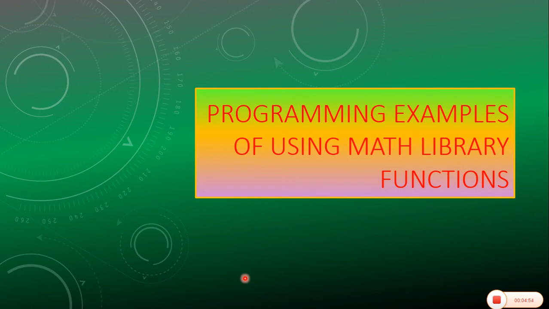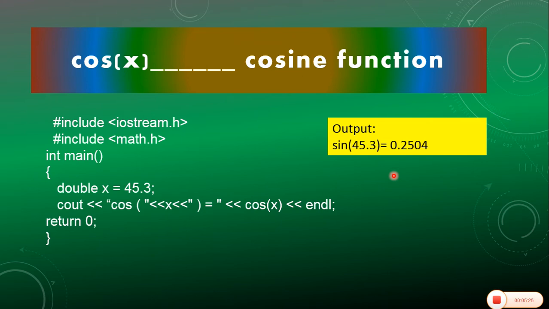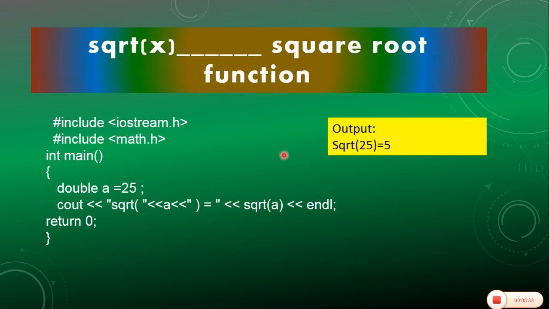Now let's consider certain examples of math.h library functions. Here you can see an example program in which sine of x is used. You can see the first variable is declared and initialized, and you have included the file. So you can use this function and it will calculate the sine of x, which is 45.3, and its output is this. This is for the cosine function. Here the cosine function has been used, and by using it you can calculate.